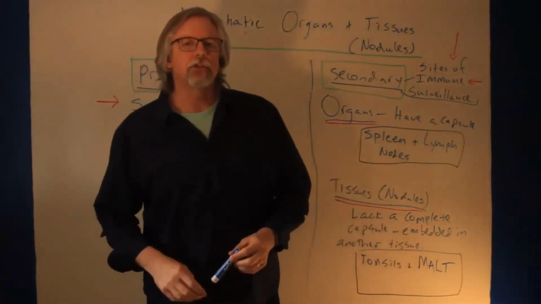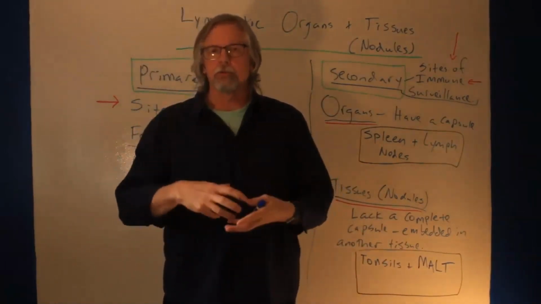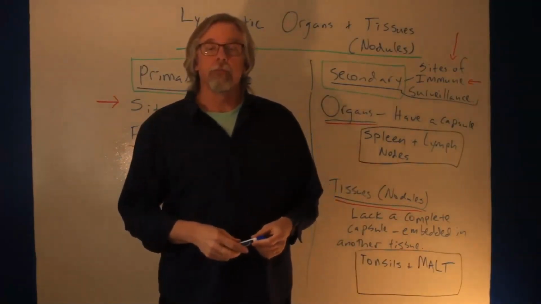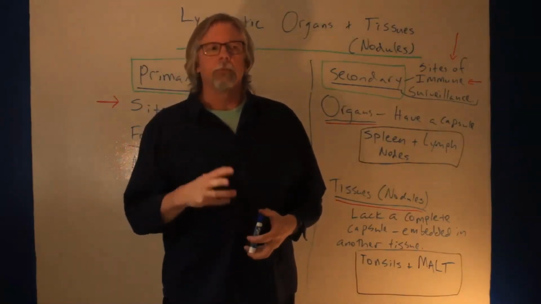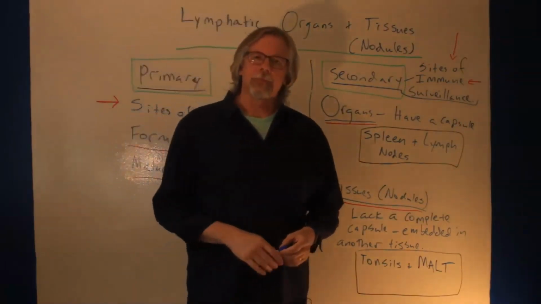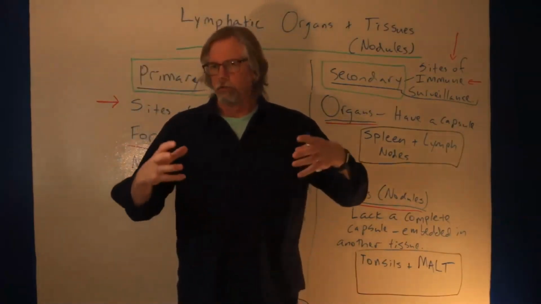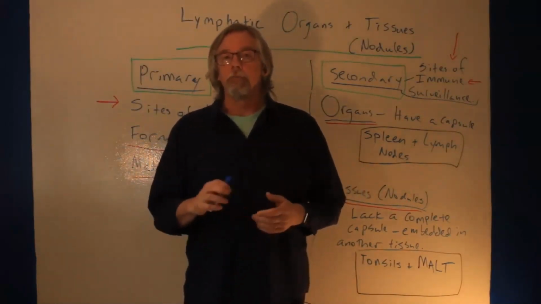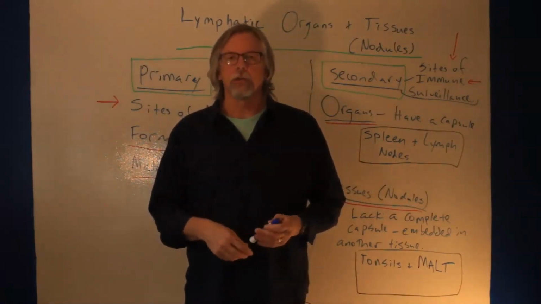mucosa-associated lymphatic tissues, are basically that, right? They are packets of immune cells that are embedded in the mucosal membrane of most mucosal membranes, put it that way. But a really good place is what we talked about in the digestive system, the Peyer's patches. They're an example of mucosa-associated lymphatic tissues, groups of immune system cells that are embedded in the lamina propria of the mucosal layer of the small intestine and the large intestine.